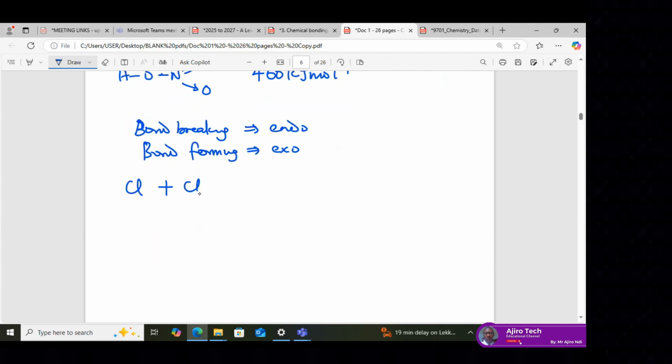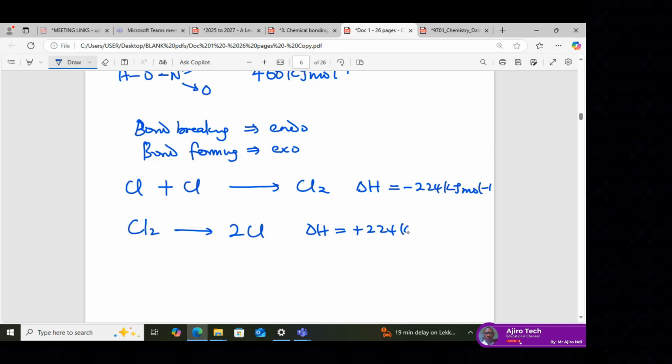Cl plus Cl to give Cl2. Then the enthalpy change will be minus 224 kilojoules per mole. But Cl2 to become 2Cl, we are breaking the bond, so it is plus 224 kilojoules per mole. Do you understand that now? The first one is bond making, exothermic. The second one is bond breaking, endothermic.